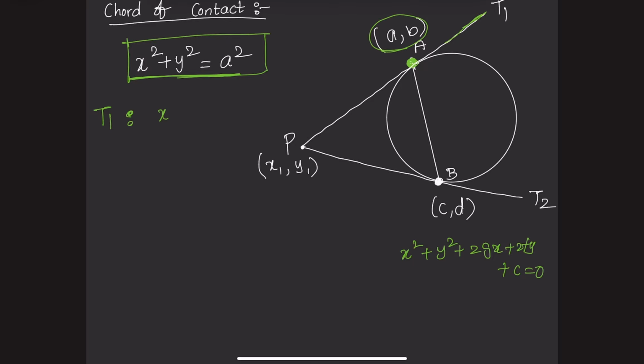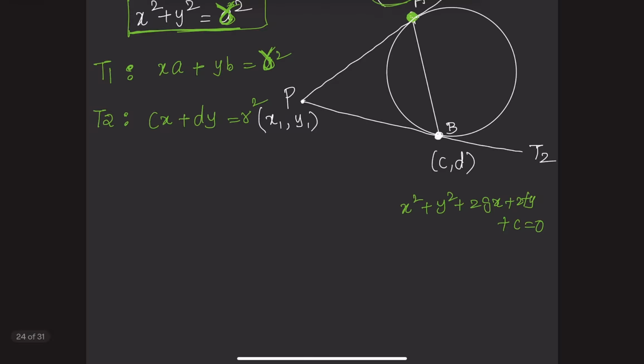This can be written as x1 x + y1 y = a², where here x1 is a and y1 is b. So okay, let this be r². Since we are using a here, let us consider the radius of the circle as r. So this is r². Similarly, the equation for the tangent T2 is cx + dy = r².